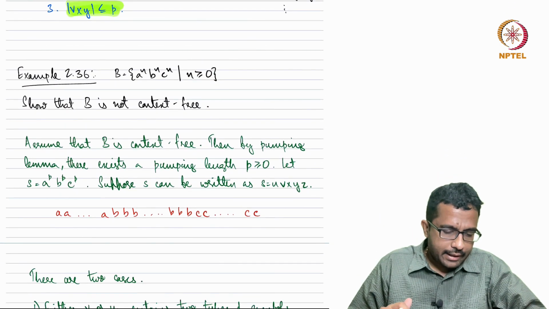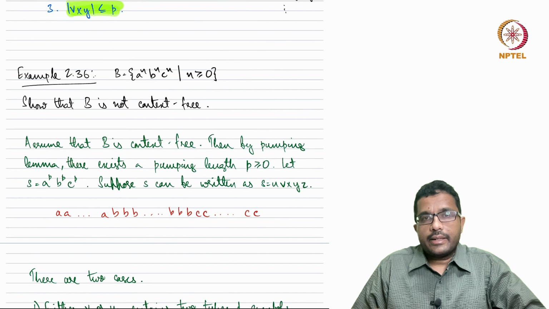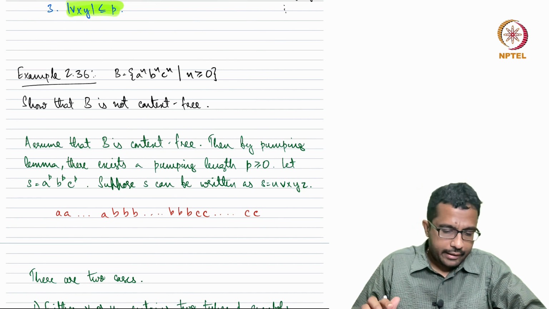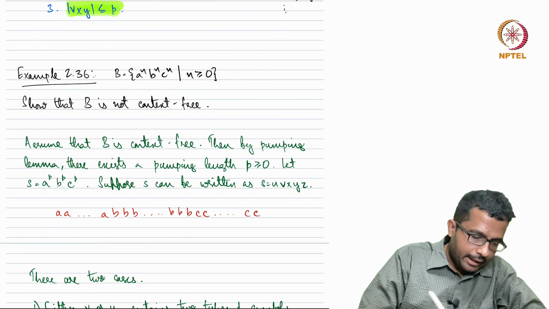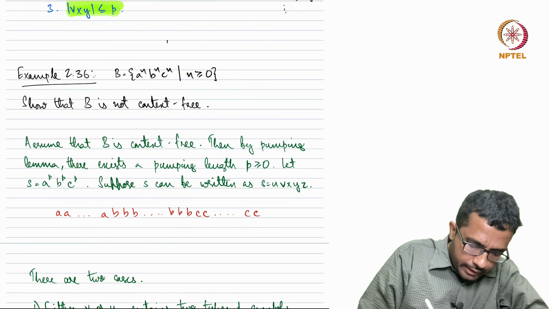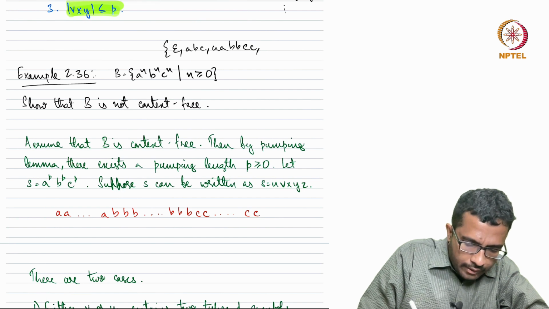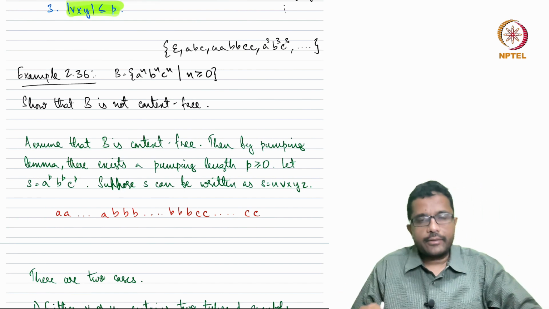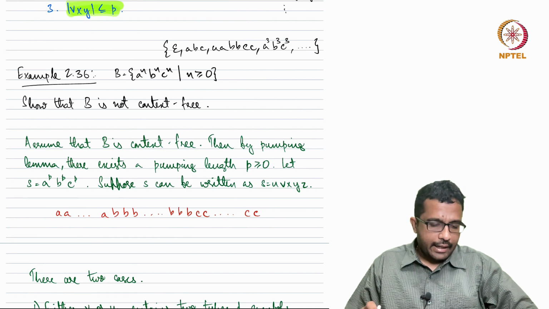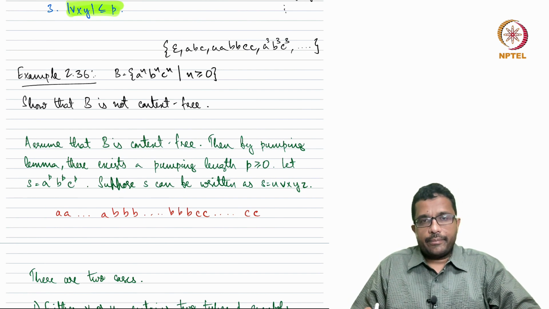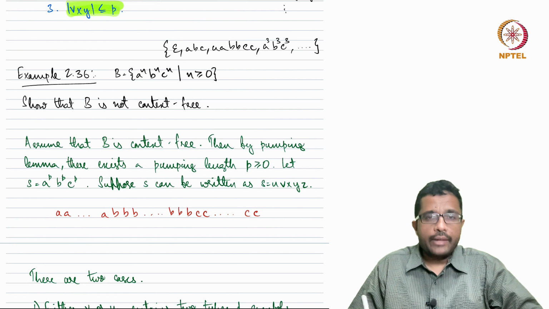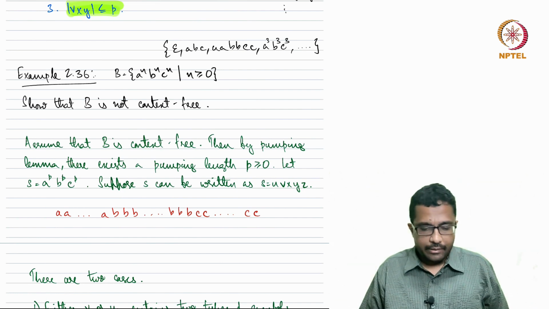So let us see the 2 examples. The first example is that B is a^n b^n c^n for all n greater than or equal to 0. So this is the language of strings, let's say the empty string, abc, aabbcc, then aaabbbccc, so a cubed, b cubed, c cubed, and so on. It's an infinite language. We are saying that B is not context free. So how can we use the pumping lemma to show this?